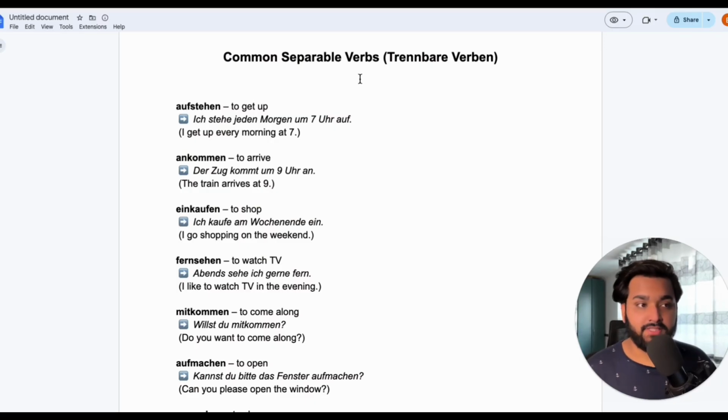Now let's learn some common separable verbs, known in German as Trennbare Verben. At first we have the verb aufstehen, which means to get up. Here's an example: Ich stehe jeden Morgen um 7 Uhr auf. I get up every morning at 7. As you can see, you split the verb, and you conjugate it following the normal sentence structure, subject, verb, object. So you have ich stehe, then the object jeden Morgen 7 Uhr, and then at last you have the prefix.